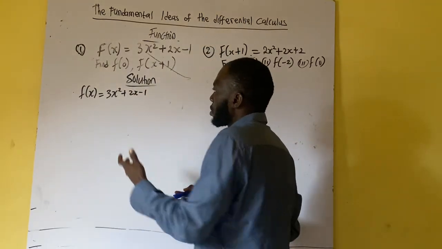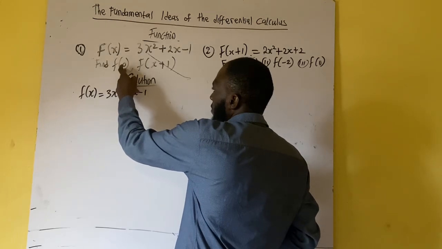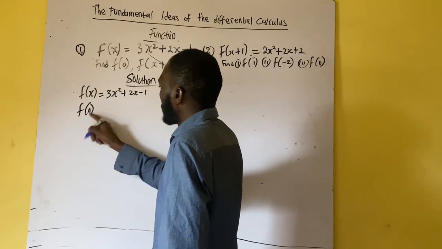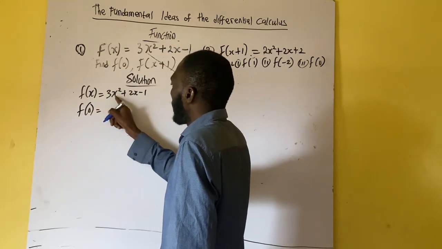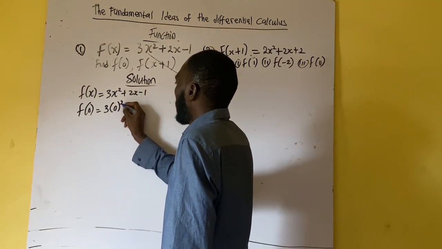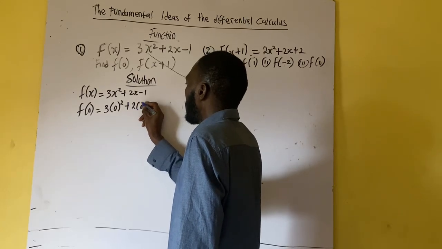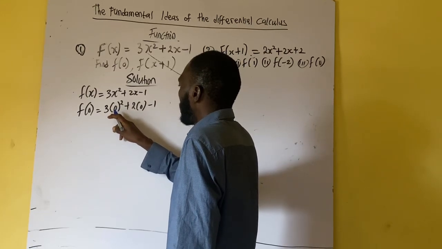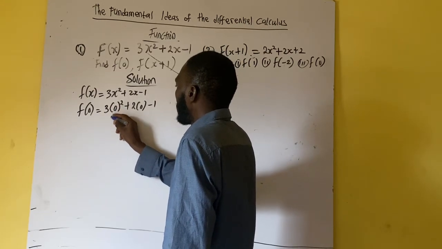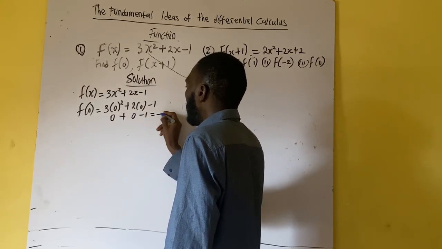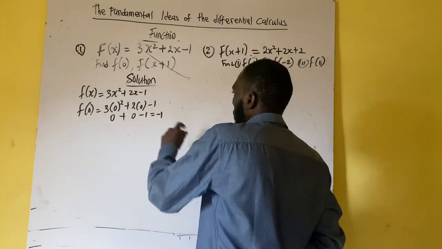It's not very straightforward. When we have x as 0, I have f of 0. So anywhere I see x, I'll input 0 there. I have 3 times 0 squared plus 2 times 0, minus 1. Now, as I have a 0 here, everything here will be 0, and here also will be 0, minus 1. So my answer for this question is minus 1.